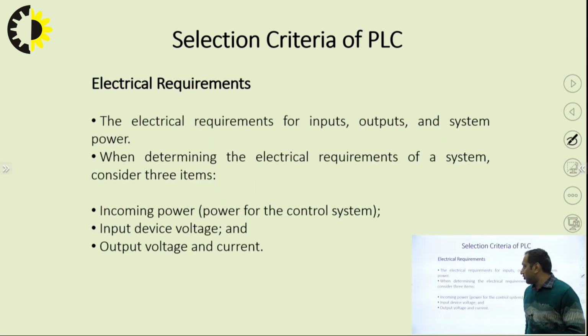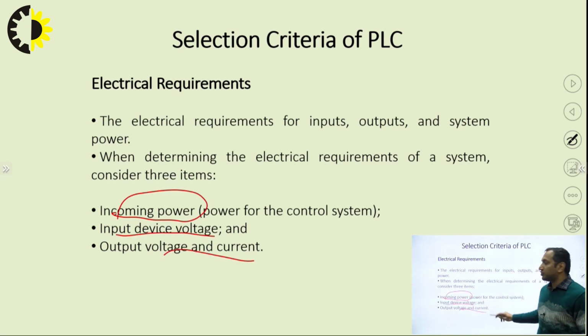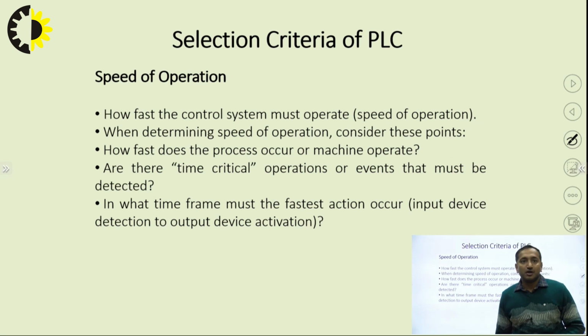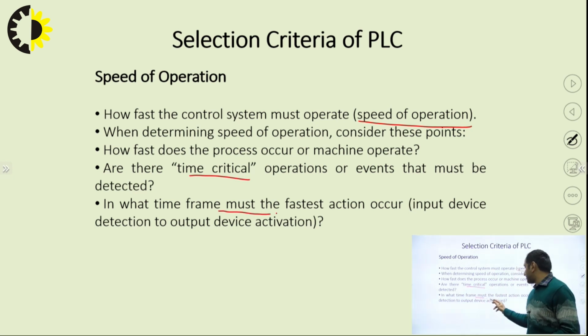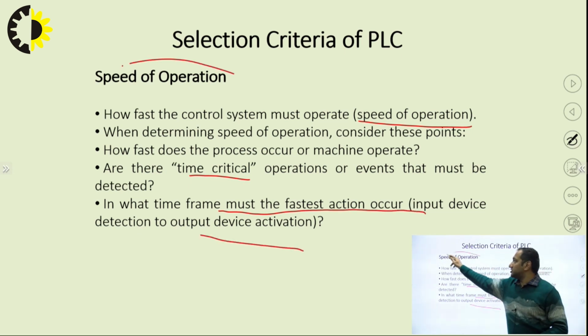Next comes the electrical requirement, like how much power you have, what input device voltage you have, and what output voltage and current you have. One of the selection criteria is speed of operation. How fast do you want it to be? Is time a critical function for you, and in what time frame must the fastest action occur? So this is what speed of operation is all about.